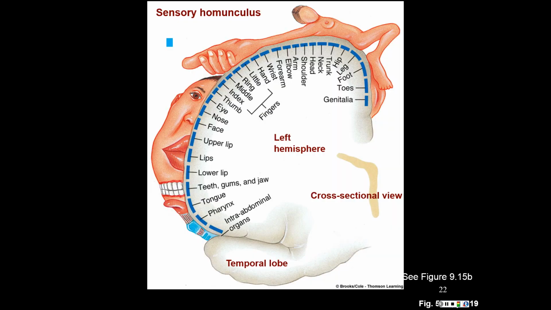It too has a similar homunculus, depicted in a sensory homunculus, and you'll notice that the face is still disproportionately large. When you think about it, you can pick up sensations well with your face versus, say, the bottom of your toe, or your knee. So again, the area that the parietal lobe monitors is depicted in a sensory homunculus.